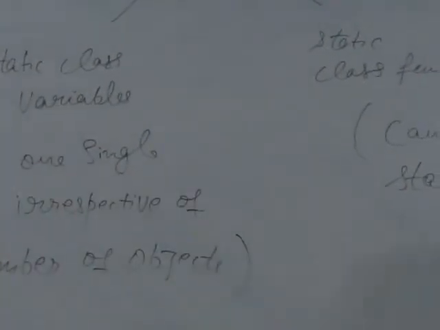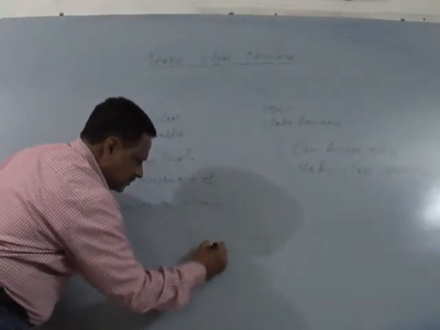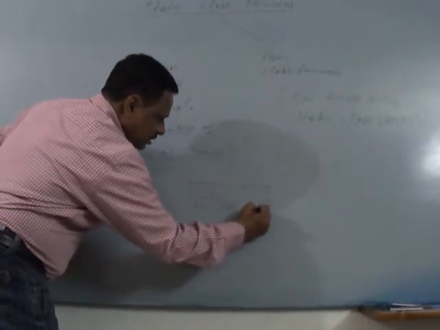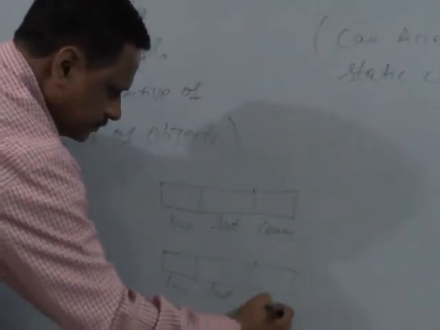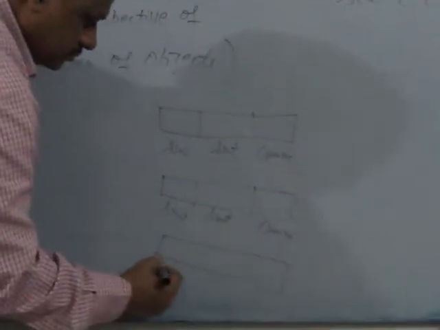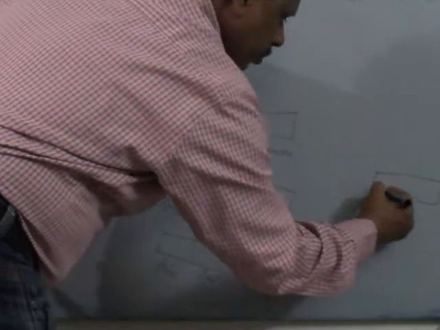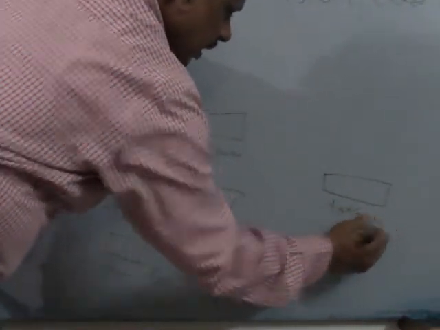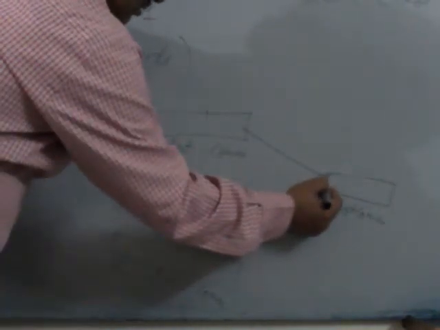For example, see, I have three objects of a class Sales: sales number, sales amount, and commission. And suppose we want to calculate total commission. In the program that I am going to demonstrate, I would be declaring total commission as a static class variable. Now this static class variable will be shared by all the objects.